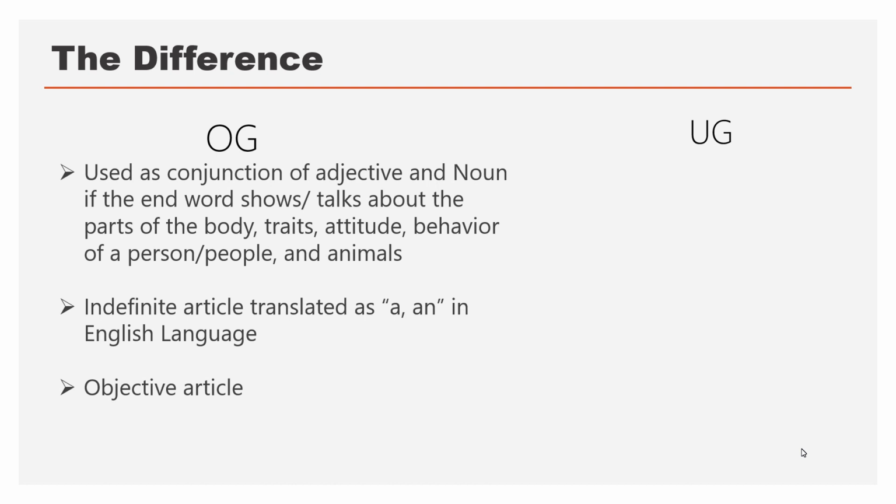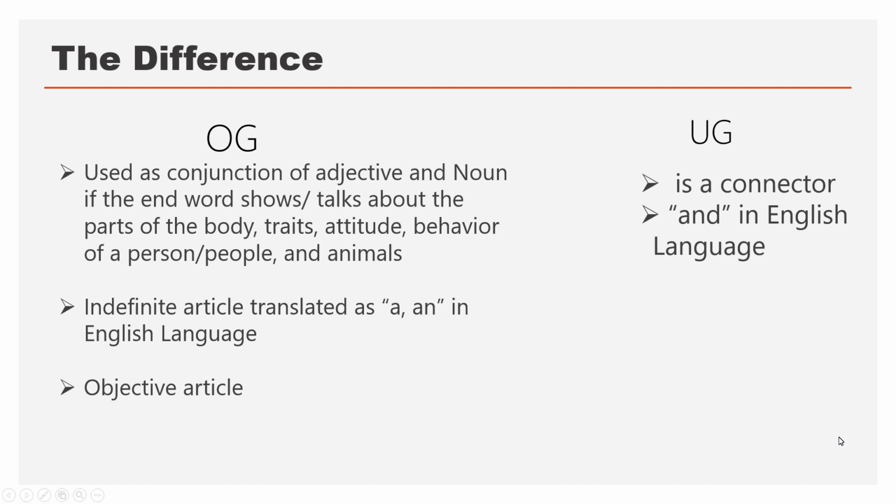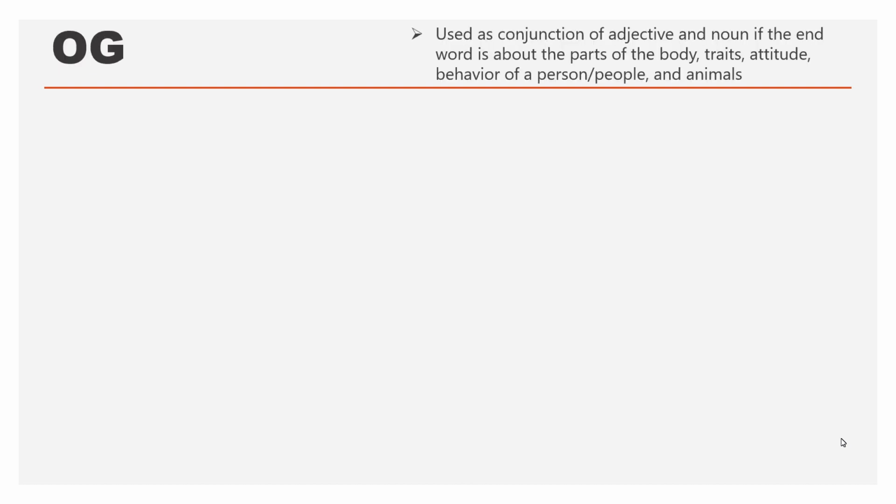Now let's move forward to ug. Ug is the and connector in the English language. So those are the differences, guys. If it's and, it's just ug. But og, let's discuss more of this as it is a bit complicated. The more you are exposed to our language, the more you practice, it will come to you as a normal thing.